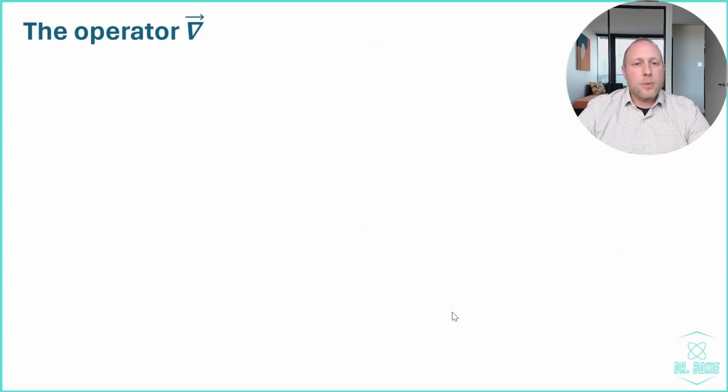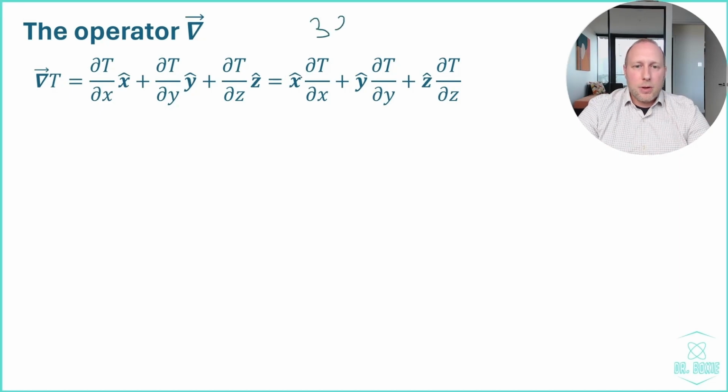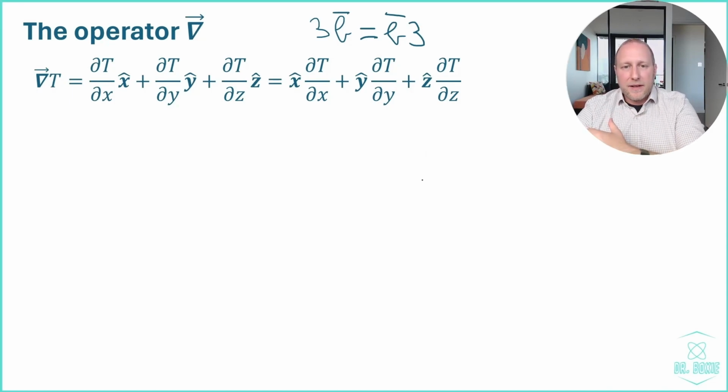To interpret the upside down triangle, we start with the expression we have for the gradient of the function T. And instead of writing dT/dx times x hat, I just write it as x hat times dT/dx. All I've done is change the notation from 3b to b3. There is absolutely no difference between them. It's maybe a bit weird to see the scalar after the vector, but it's just a question of notation. They mean exactly the same thing.